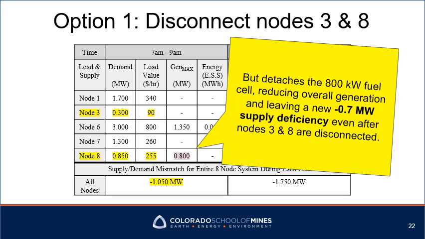Doing this, however, would also disconnect the fuel cell at node 8, reducing the overall generation in the network and leaving a new deficit of 700 kilowatts, even after nodes 3 and 8 are disconnected. So at this point, you'd have to disconnect another load. Node 7 is the lowest value, and now if you disconnected all 3 of these nodes, supply would be able to meet demand, and you would have lost 2.45 megawatts at a cost of $605. So this option is not ideal.